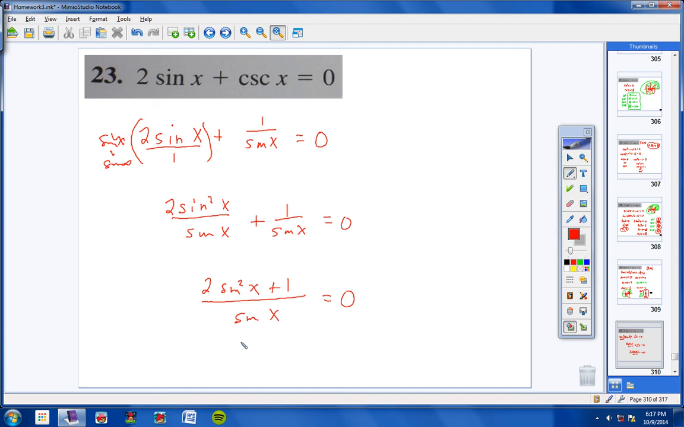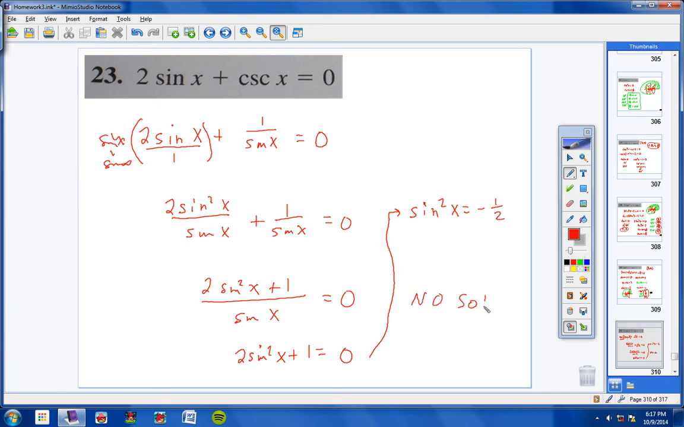So I'm going to multiply both sides by sine x. So 2 sine squared x plus 1 equals, now multiply this side by sine and you get 0, because 0 times anything is 0. Now, if you get sine squared by itself, look what you end up with. Sine squared x equals negative 1/2. And you're done, you're finished.